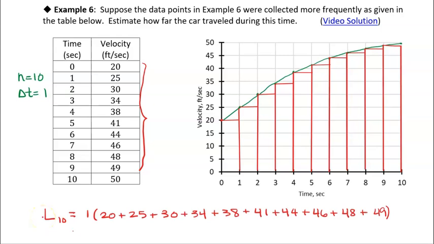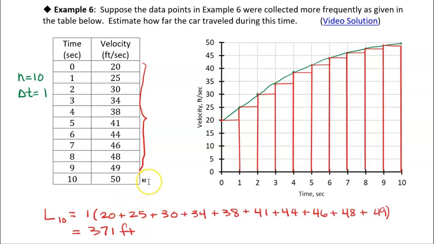Okay, so now let's put it in my calculator, and what do I get? I get 371 feet. Okay, so that's my left-hand sum. That's my estimate using the left-hand sum. Now, again, it's an underestimate, right? The velocity is increasing, and so the left-hand side of each subinterval is lower than the right-hand side, so that's going to be an underestimate.